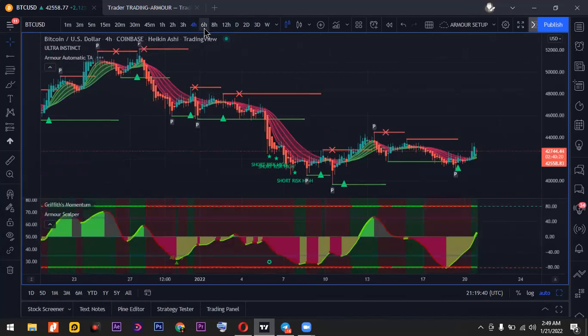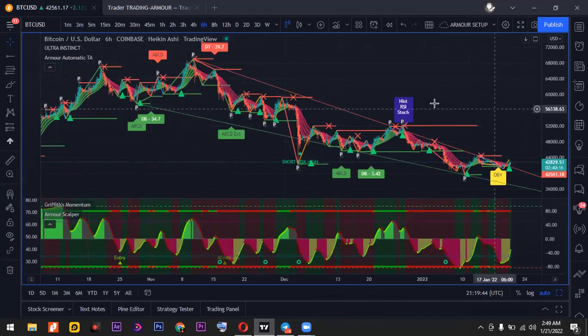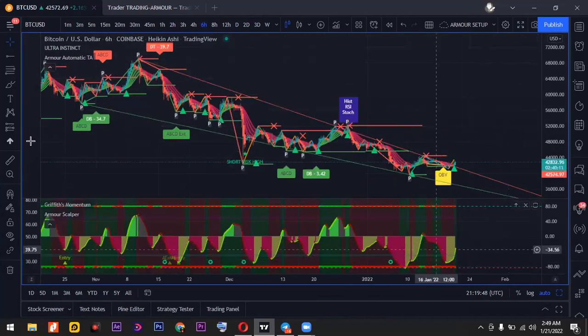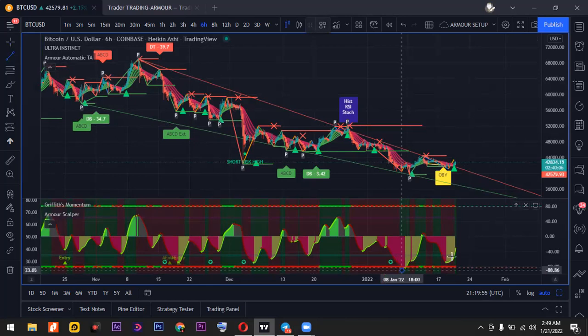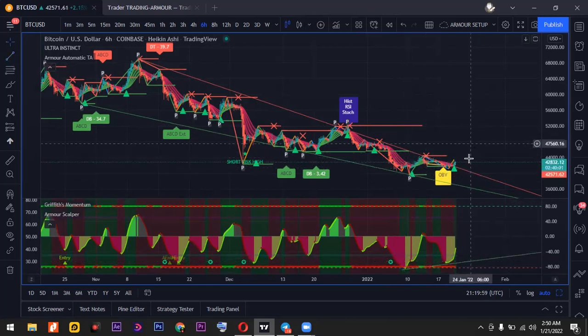Oh my God. Look at the 6 hours. It's breaking to the upside. This is a real big breakout. Bitcoin is about to move to the upside. So here is a bullish divergence. Come on, bullish divergence here, and it's about to break.